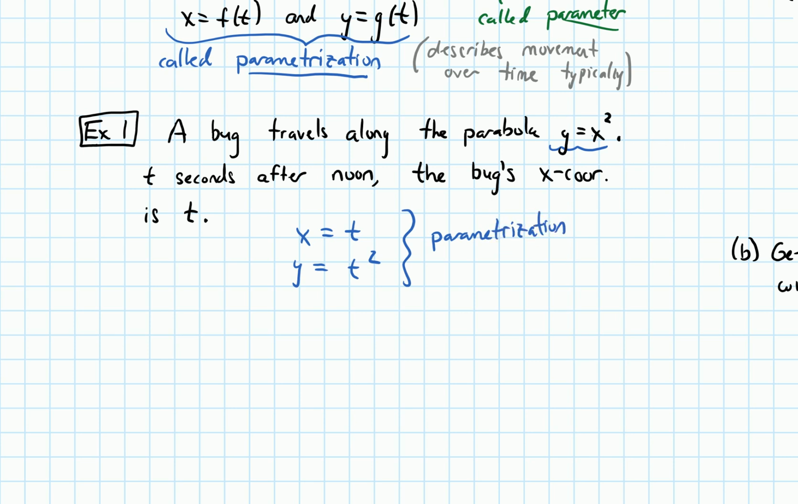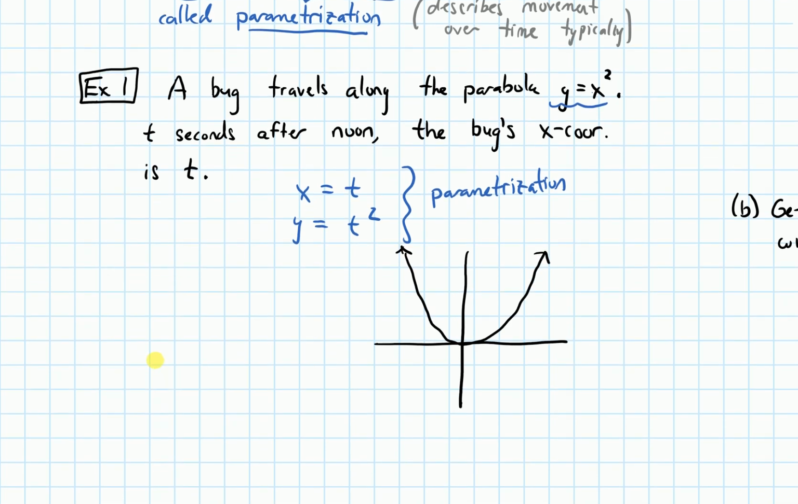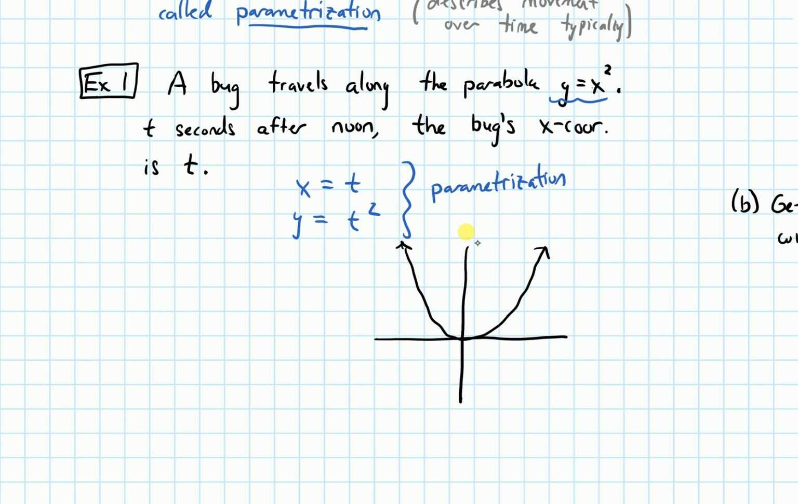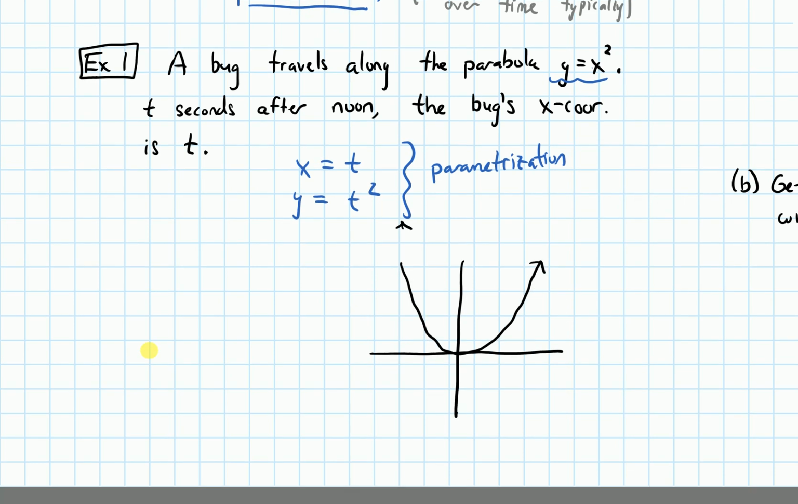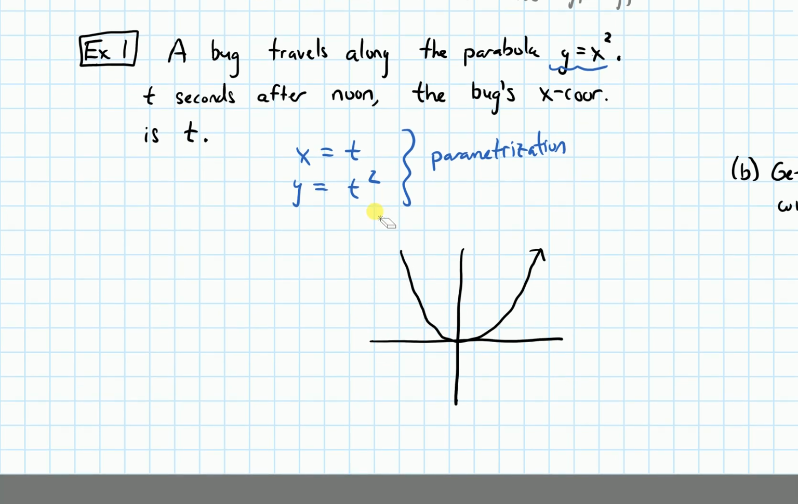Okay, so we know what the graph of y equals x squared looks like. It's a parabola that has a vertex at the origin and is upward facing, so y equals x squared looks something like this. Okay, but when we have a parametrization for a curve, let me scooch the curve a little bit down, we don't just have the curve, we have movement along the curve over time. So to get a feel for that movement, let's make a table of values.